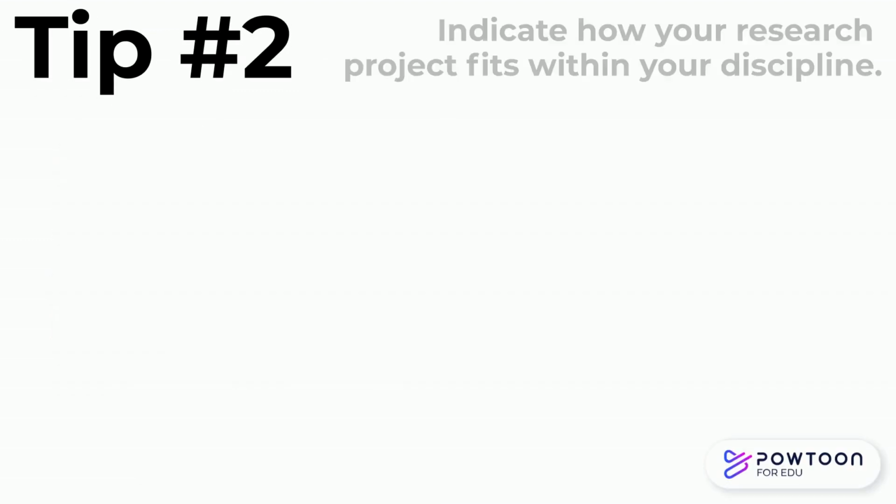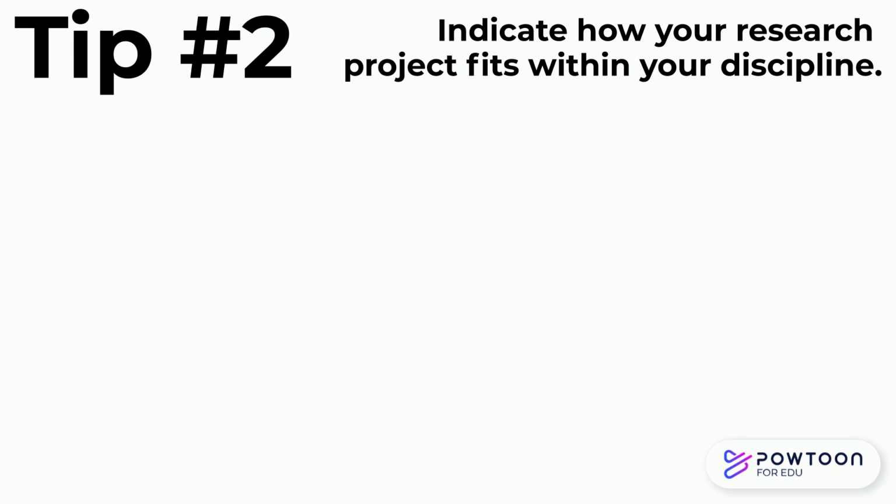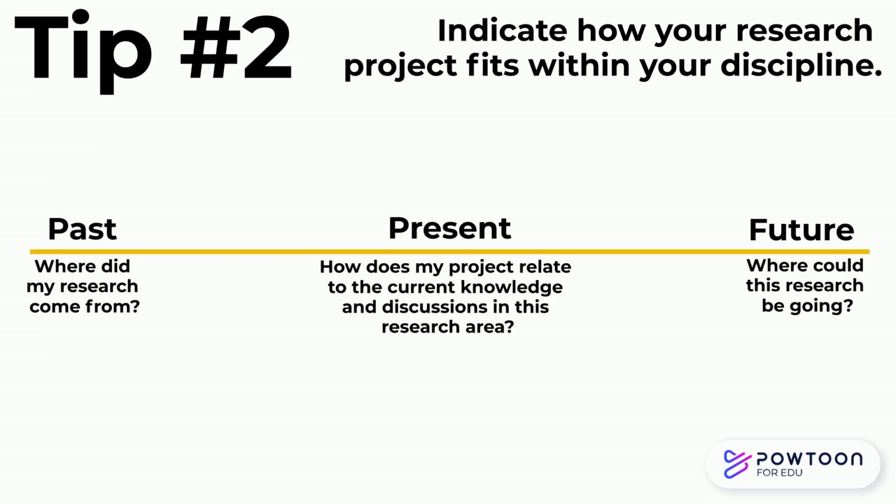Tip number 2. Indicate how your research project fits within your discipline or research area. A timeline can help you visualize how your research relates to the past, present, and future developments in your discipline. When thinking about the past, you can ask yourself, where did my research come from? When thinking about the present, you can ask yourself, how does my project relate to the current knowledge and discussions in this research area? When thinking about the future, you can ask yourself, where could this research be going? You can build this timeline by gathering multiple sources to better understand past contributions and to draw conclusions about the current state of your research area.